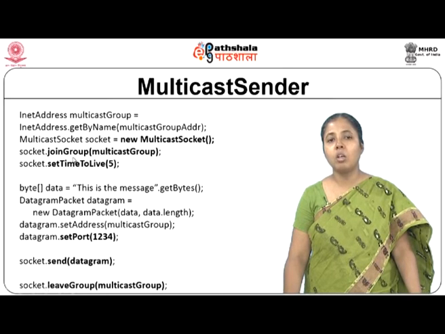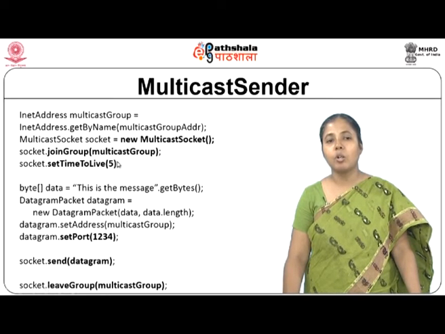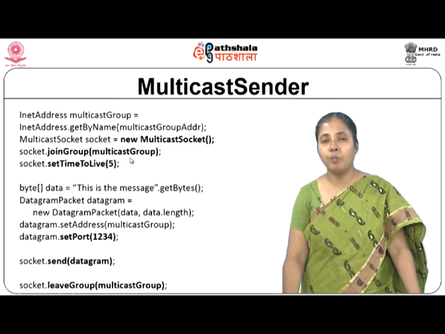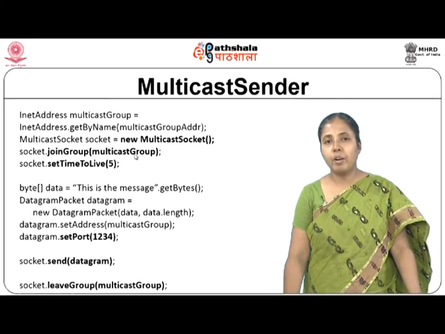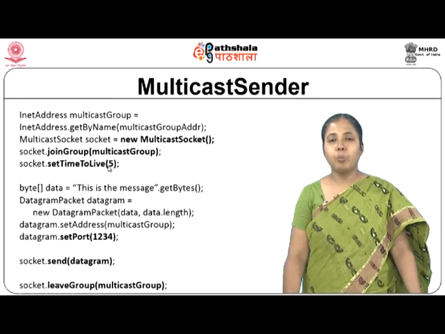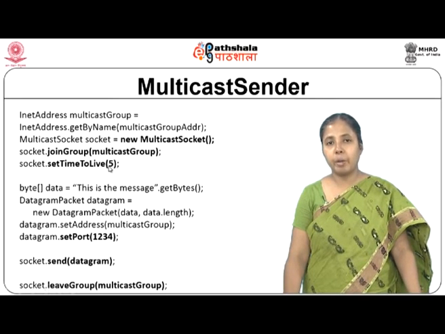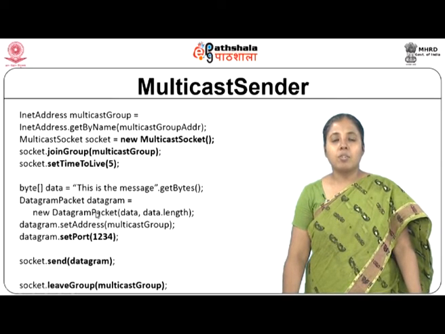So, use the method called joinGroup. When it is joinGroup, it has to be given the multicast group, which is the InetAddress object that you have already created. So, you join the group where everyone is going to receive, with the group address, which is the IP address, and the port number. You can set time to live to be 1, which is how long the datagram can wait. Here you make it 5, and now this is a sender.